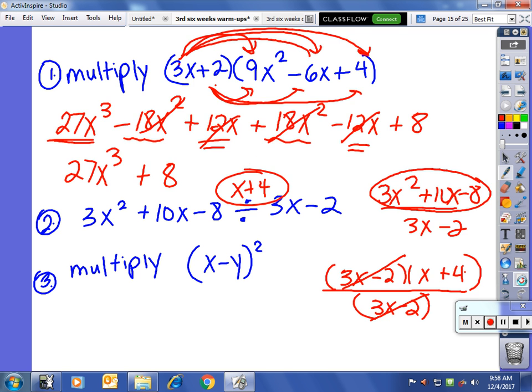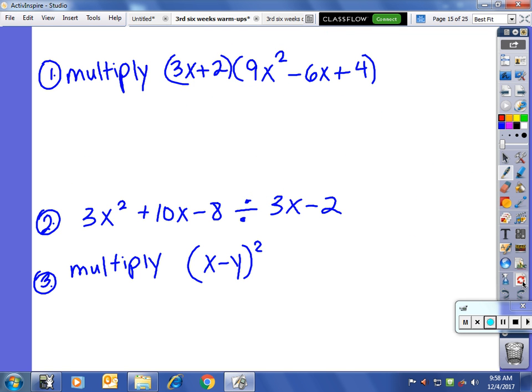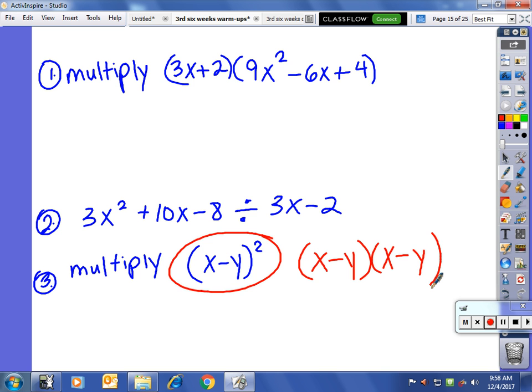Alright, now number 3. I still have kids who think they can do that in their head, and you really can't. How do you multiply a binomial times itself? The two thingies, yes. You got to write it out side by side, and you've got to use that FOIL method. You can't really do it in your head. What's x times x? X squared. What's x times negative y? Negative xy or negative yx. I just usually put it in alphabetical order.